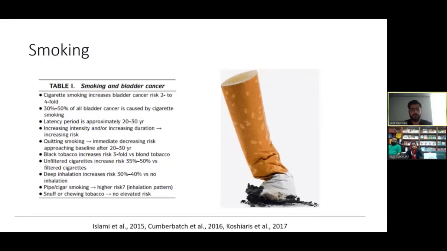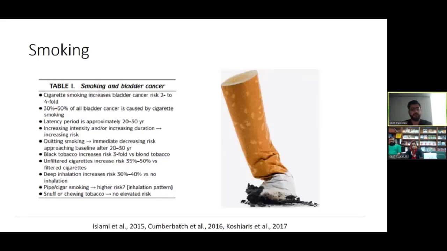A summary of the literature on how smoking affects bladder cancer: cigarette smoking increases bladder cancer risk 2 to 4 fold, with 30 to 50% of all bladder cancers caused by smoking. However, there is a latency period of 20 to 30 years. Increasing intensity and increasing duration all increase the risk. You can decrease the risk somewhat by quitting smoking, and you can actually approach the baseline after 20 to 30 years. Risk also depends upon the type of tobacco that we are using.